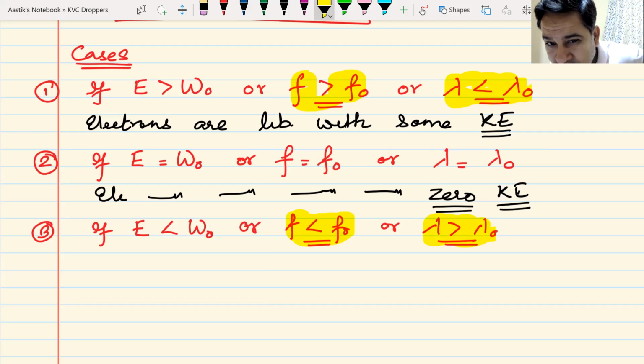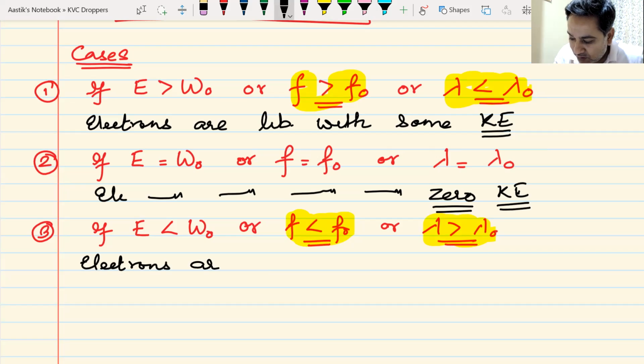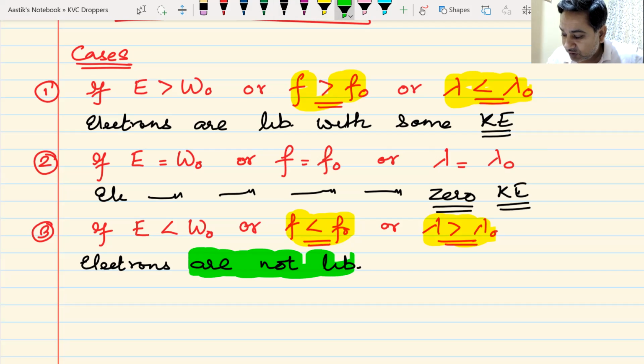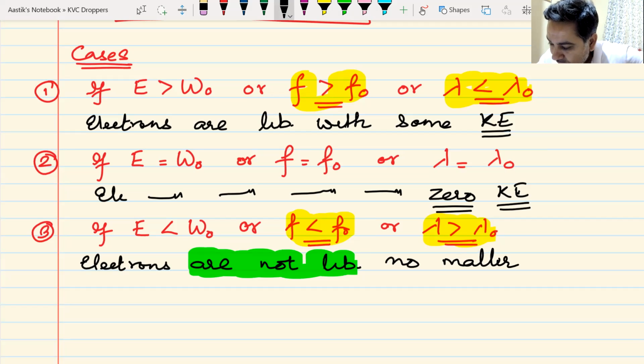Then what will happen? Electrons would be liberated with negative energy. Can anyone have negative kinetic energy? No, they cannot have negative kinetic energy, right? So are the electrons going to be liberated? No, that is the answer. Electrons are not liberated. You cannot liberate electrons. You cannot free them, no matter the number of photons.